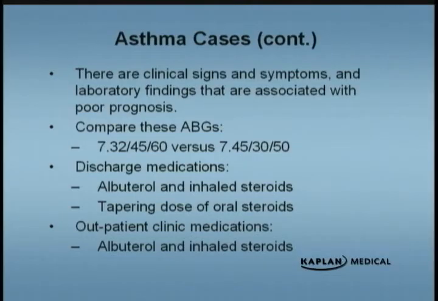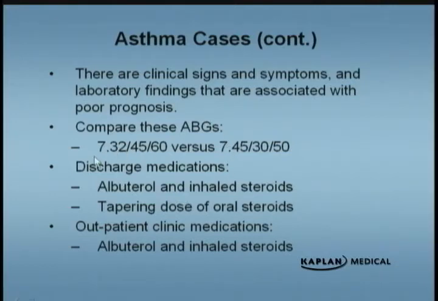The over-the-counter medications in this case had aspirin in them and nonsteroidals, so she was getting the asthma exacerbation. There are clinical signs and symptoms and laboratory findings that are associated with poor prognosis. And we talked about that, the cyanosis, right, the silent lung, the muscle retraction, and stuff like that. But I want you to compare, we're still on her case, her ABGs.